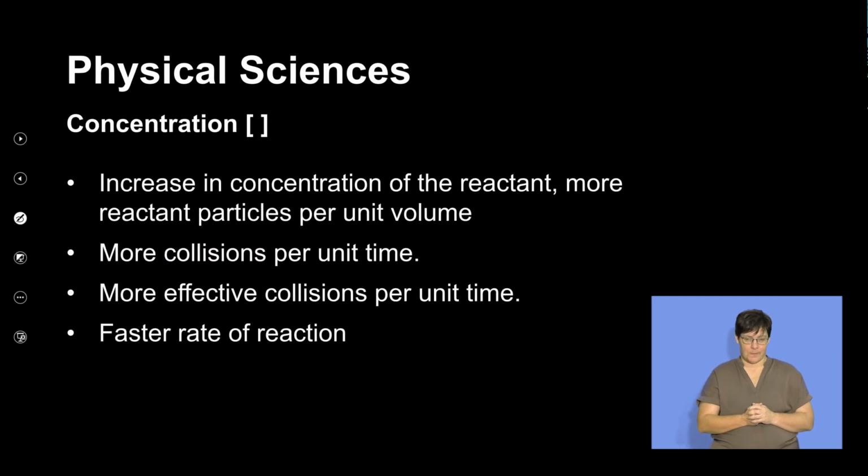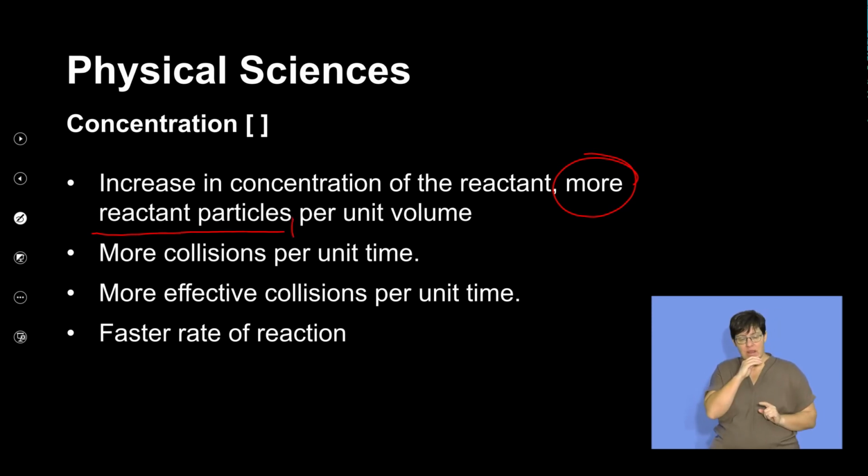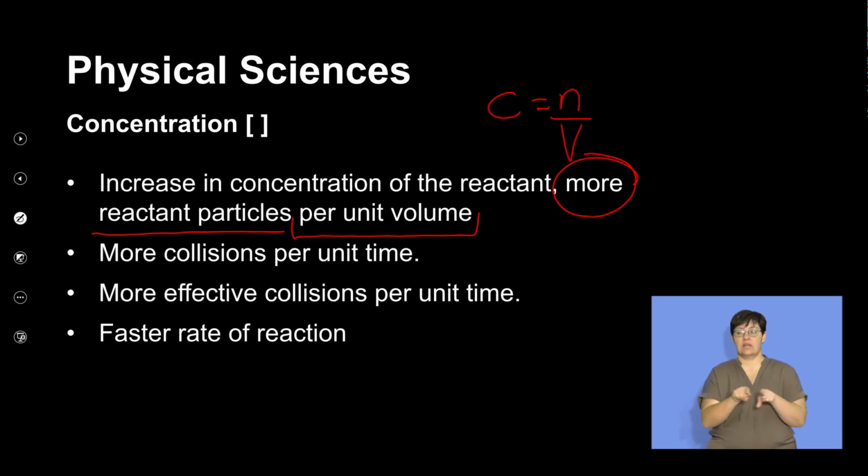So if we look at an increase in concentration of the reactant, we said there will now be more reactant particles per unit volume. In other words, C is equal to N over V. We have a higher concentration, so the number of moles is more if our volume remains constant.